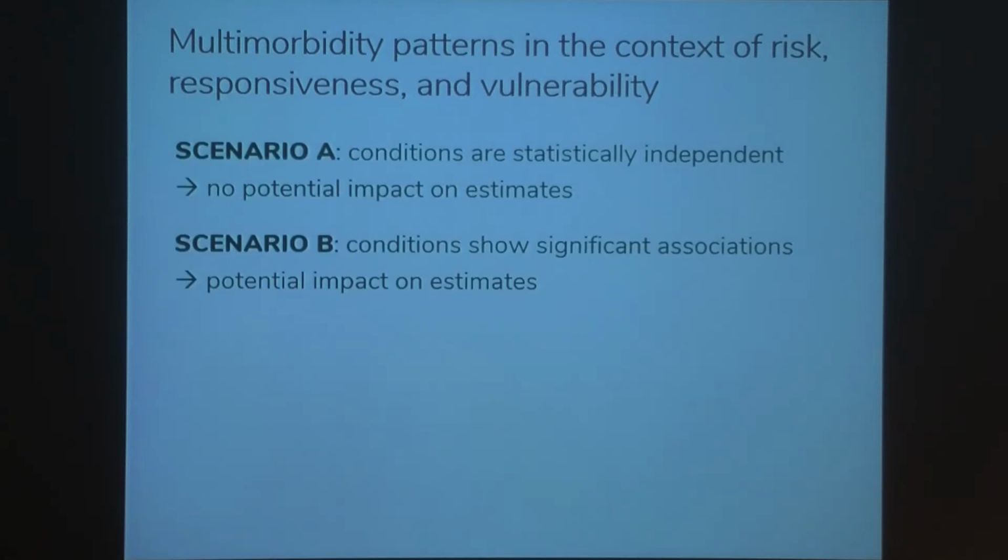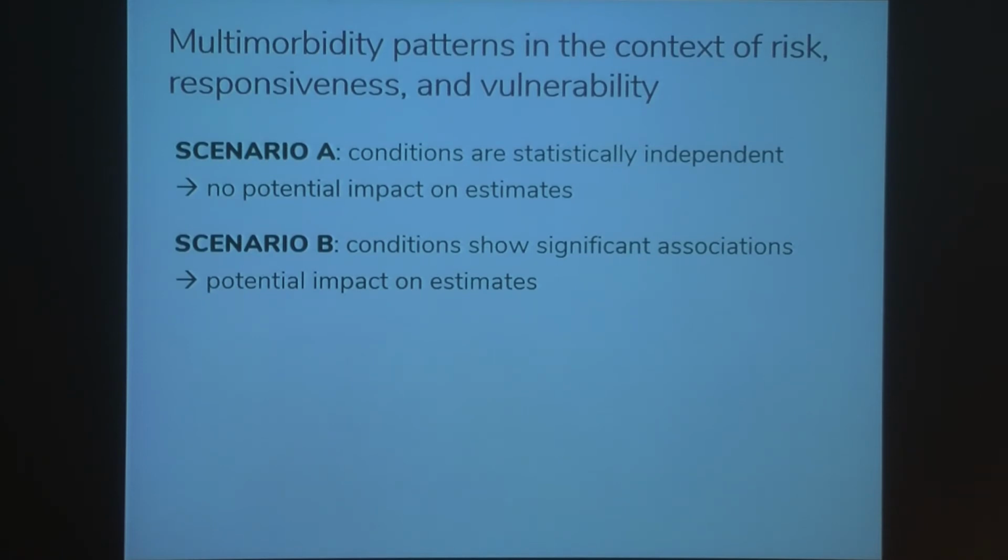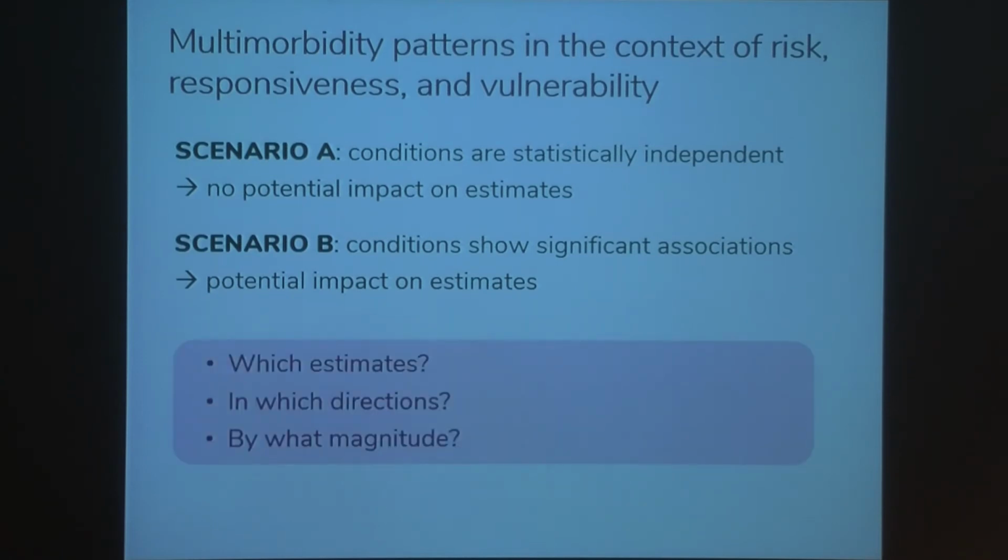Well, we agree that if we're able to show by means of this multimorbidity pattern approach that conditions tend to cluster and that there is a statistical significant association or interaction going on, well, then it's very likely that these conditions will potentially impact the three dimensions of baseline risk, responsiveness, and vulnerability that we just spoke about. Now the question is, maybe future research might want to answer as to, okay, which specific estimates, in which direction, and by what magnitude are they affected when diseases cluster together?